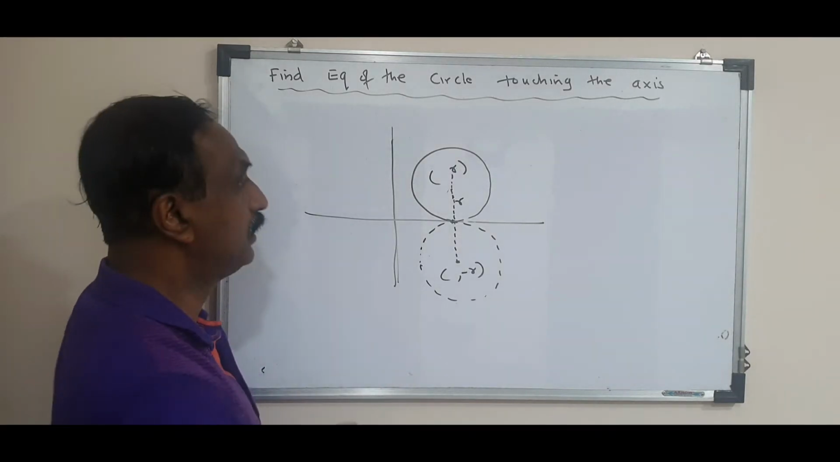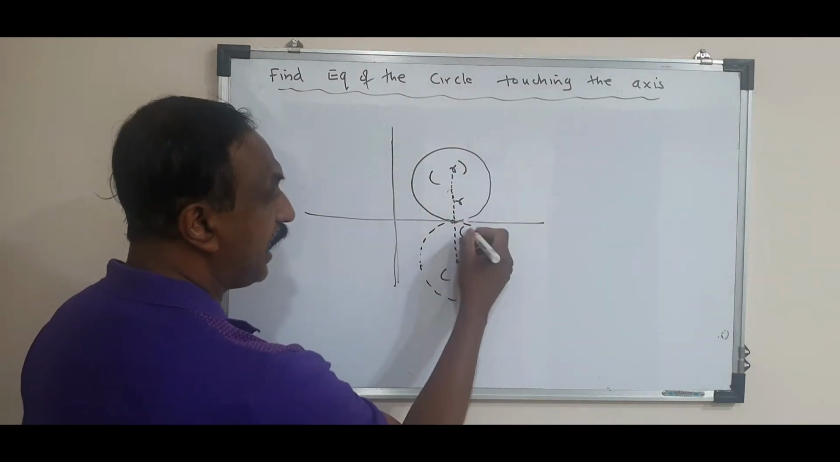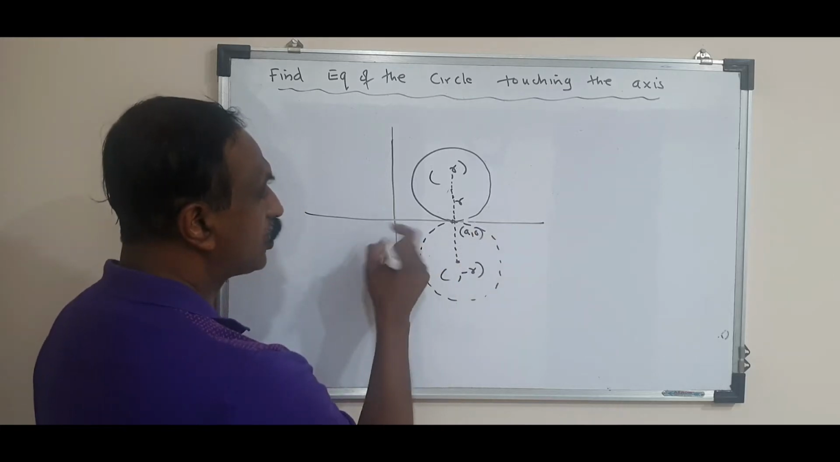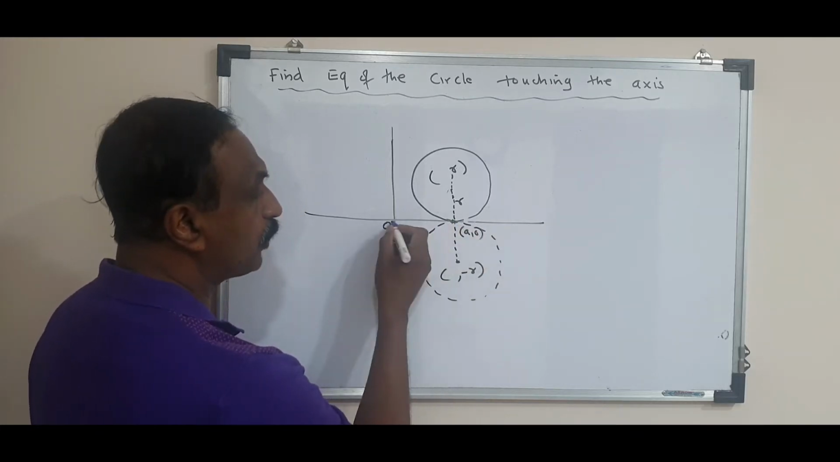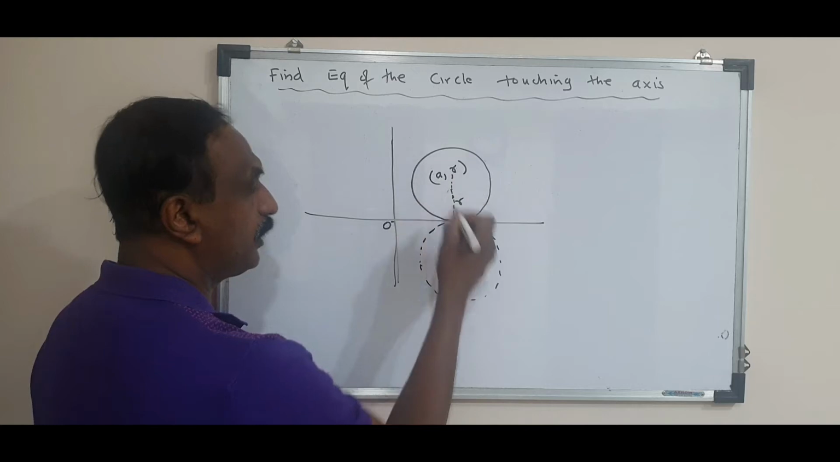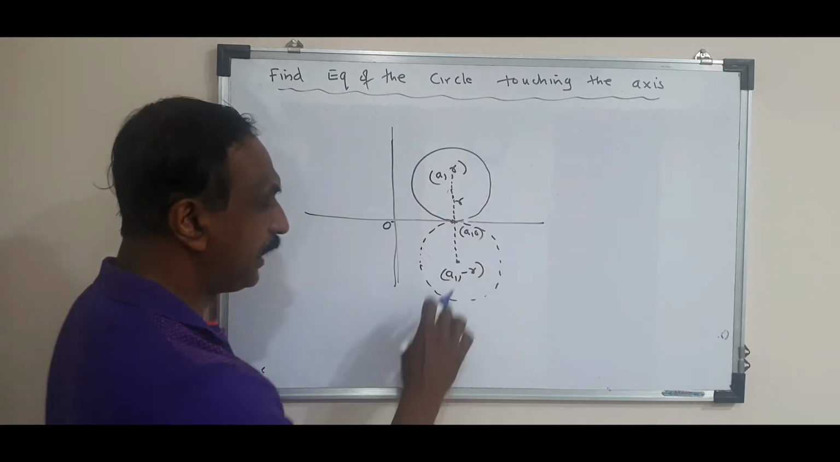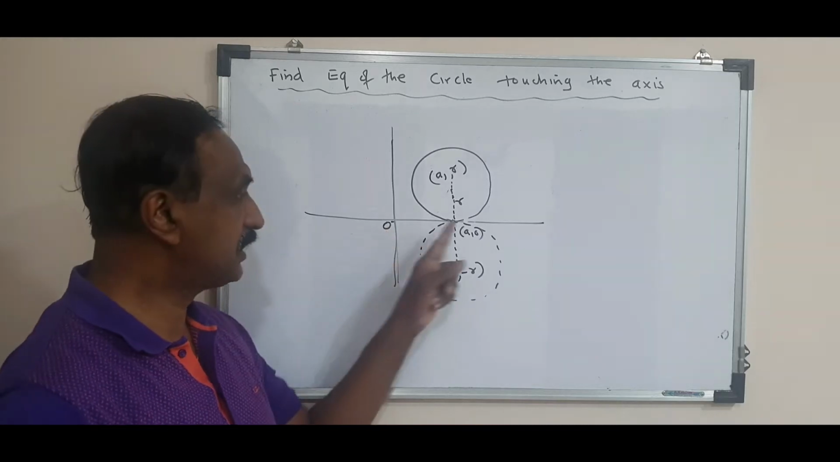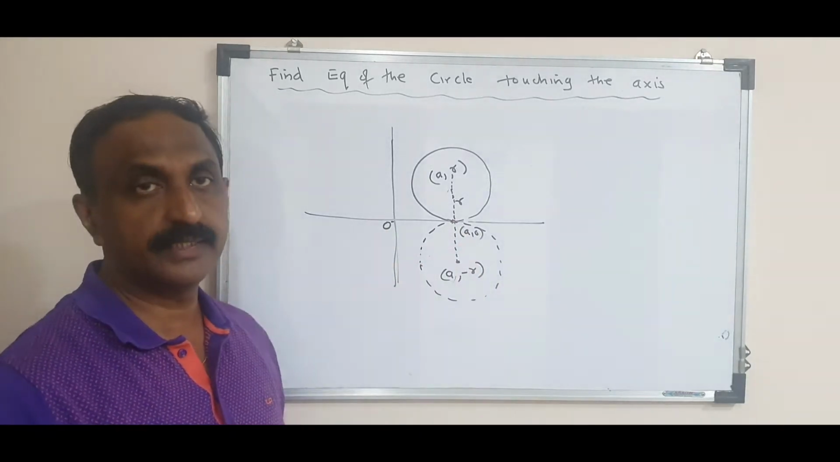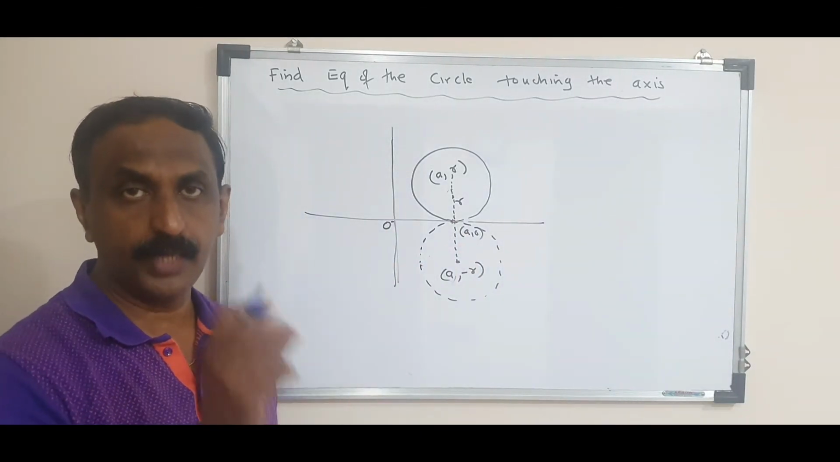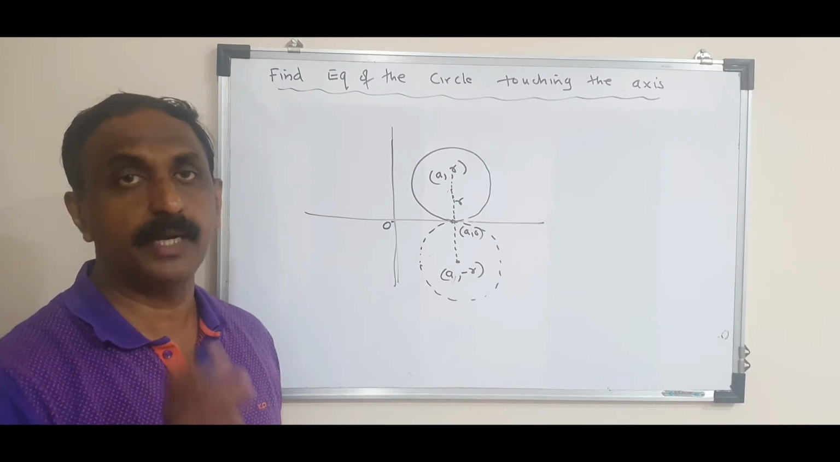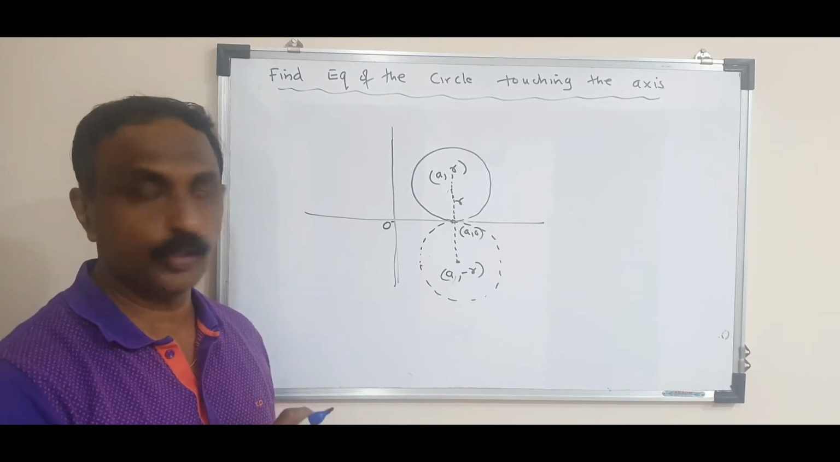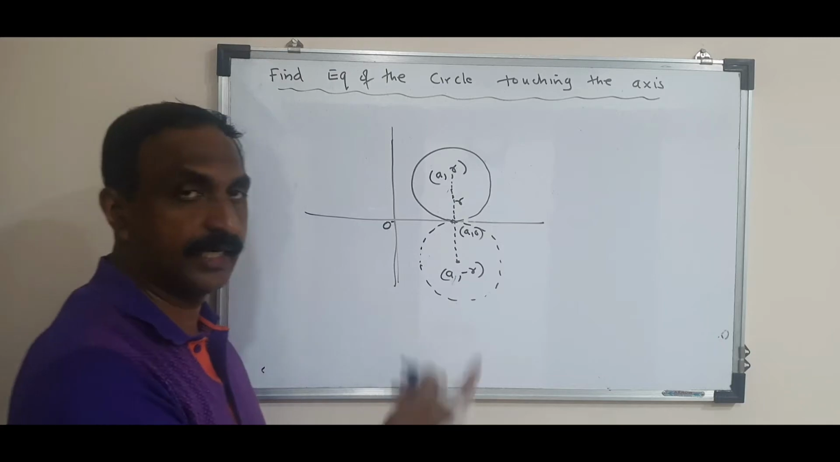Another point to remember: if it is touching at a comma 0, naturally the distance from the origin to this point will be a. So the x-coordinate will be a here, and a here. So here is my conclusion. If the circle touches the x-axis at a comma 0, then the center of the circle will be a comma r or a comma minus r. So this is an important point. Now similarly we can reverse it.